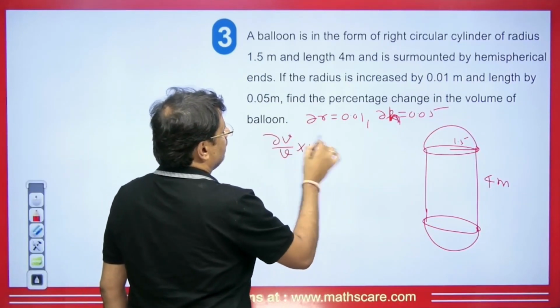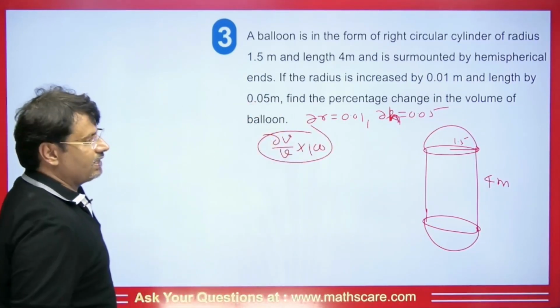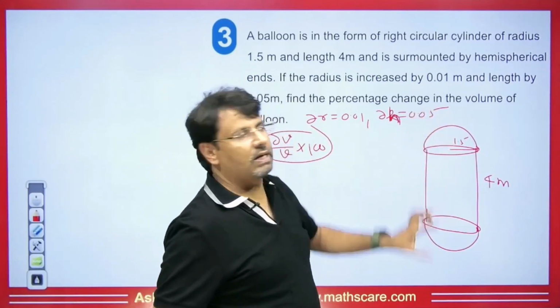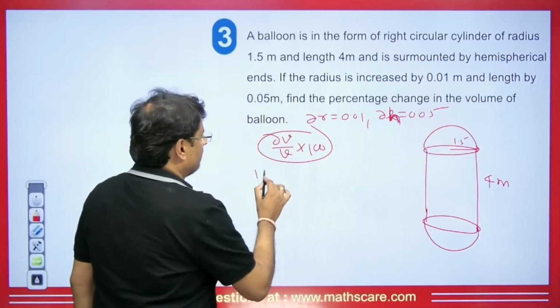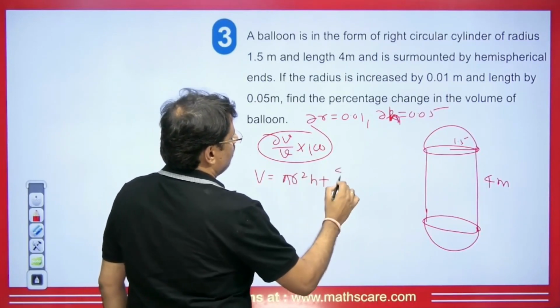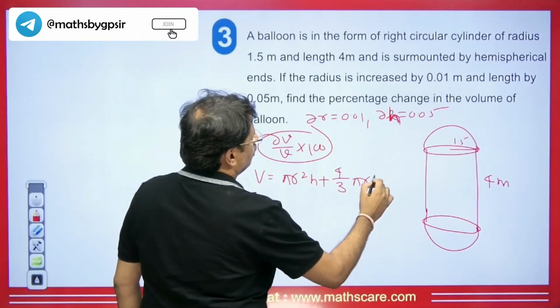It is asking this. Clear, students? You need to pay attention to that. Here we have the volume of a cylinder and then a hemisphere and a hemisphere. So we will get the total volume of the sphere. Students, if we look here, then V is equal to pi r square H plus 4 by 3 pi r cube.